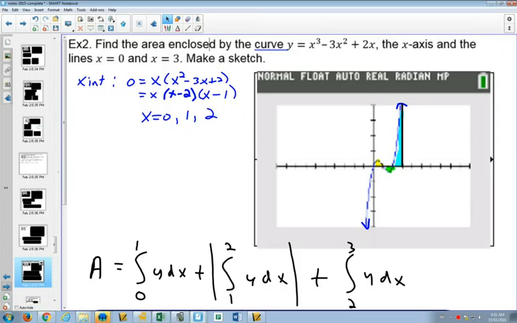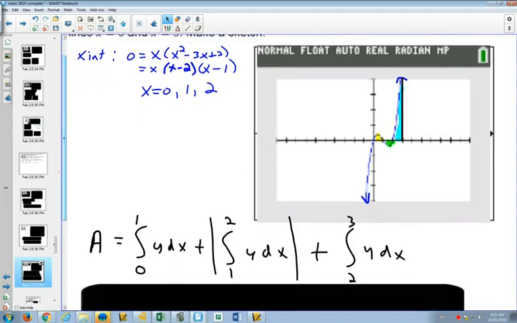So this is just saying I'm going to find, and I just wrote y instead of having to write the whole thing out each time just to make it shorter. So we go from 0 to 1. Then we're going to go from 1 to 2, and I've got absolute value bars around that already because I know that that section's my negative section. And then go from 2 to 3.